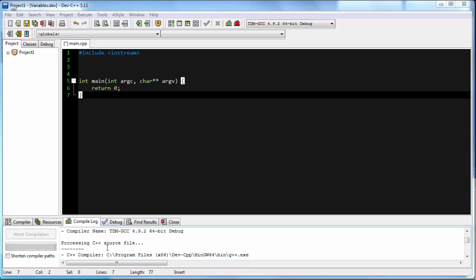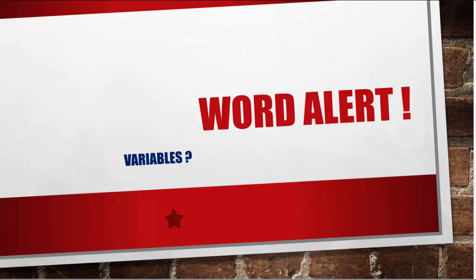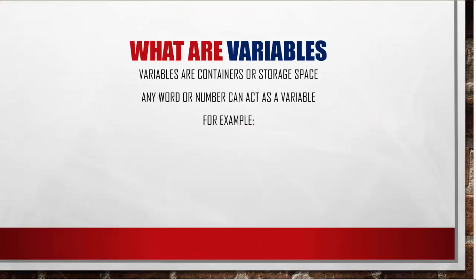Alright, so welcome to my first tutorial on C++ basics. Here we're going to be discussing variables. What are variables? Variables are basically just containers, or you can think of it as a storage space. If we need to store something in computer memory, we refer to that word as a variable. Any word or number can act as a variable.